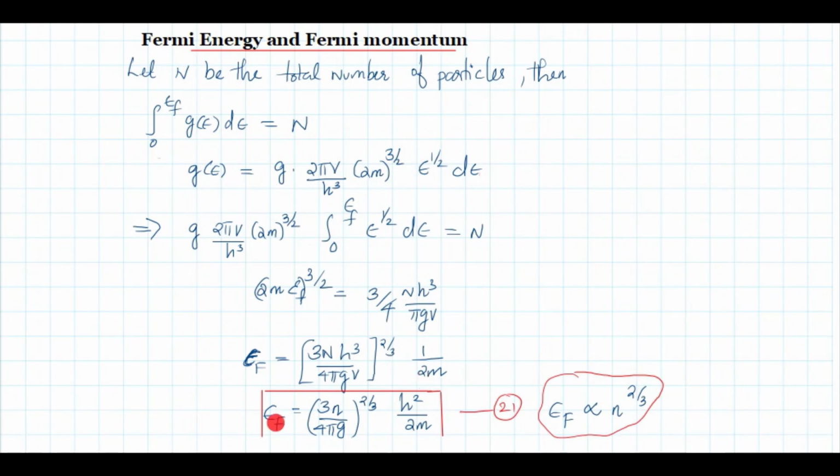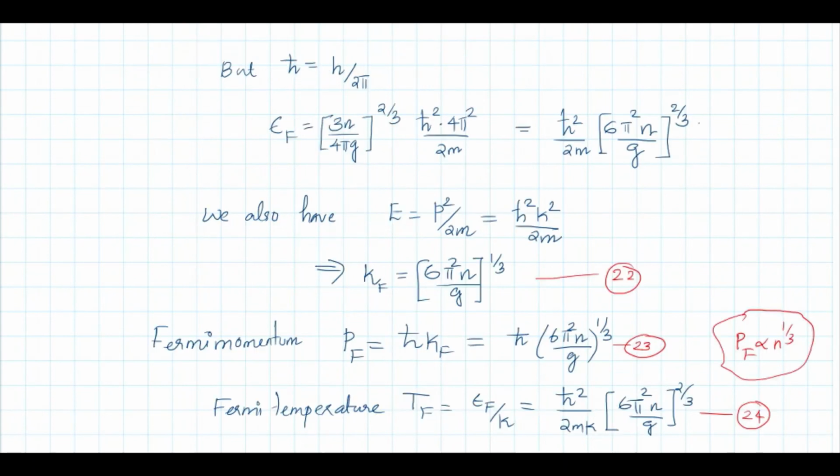This is the equation for Fermi energy. This N by V, you can write it as number density. So (3n by 4πg) raised to 2 by 3. h cube raised to 2 by 3 is h square. So h square by 2m. That means Fermi energy is proportional to number density raised to 2 by 3. As number density increases, Fermi energy also increases, not linearly, but less than that. It is around 0.67. So EF increases with n.